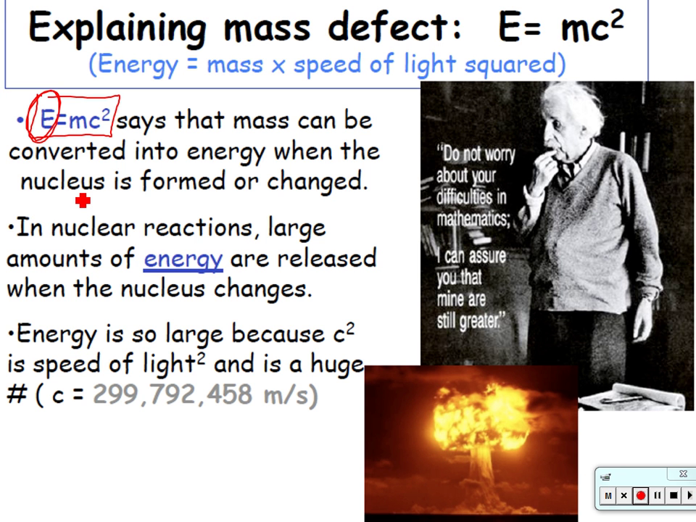So let's read this last couple bullet points. In nuclear reactions, large amounts of energy are released when the nucleus changes. Energy is so large because the speed of light is a huge number. Here's the speed of light. So it's 299,792,458 meters per second. But then when we square it, it's going to be a huge number. And then what we do, let's go back a slide.